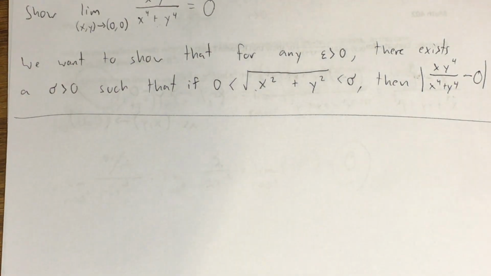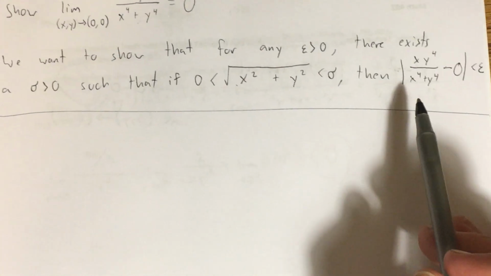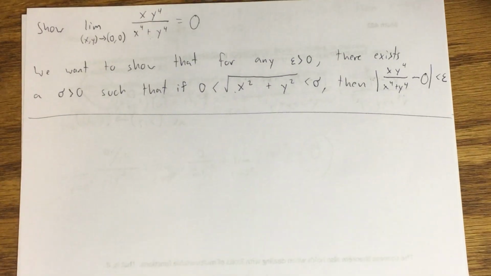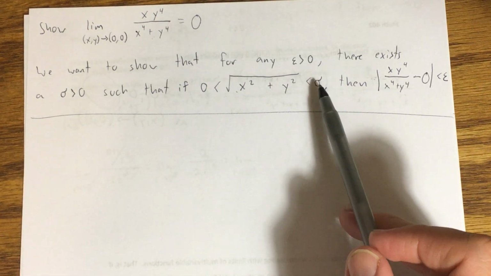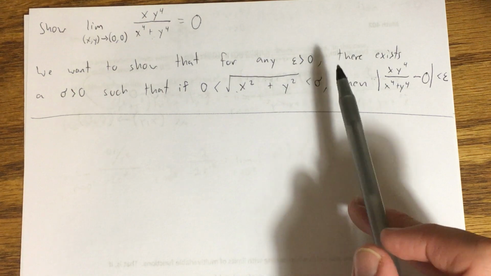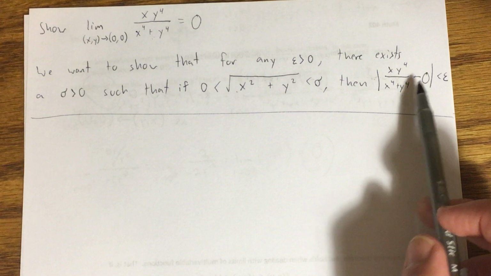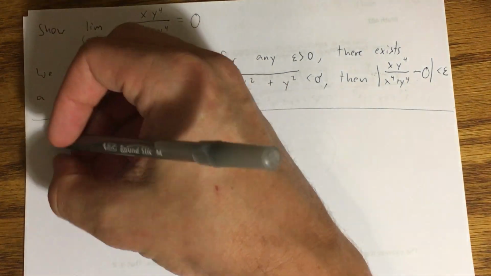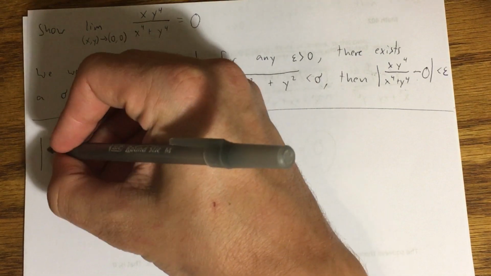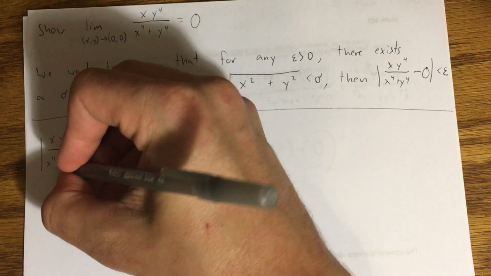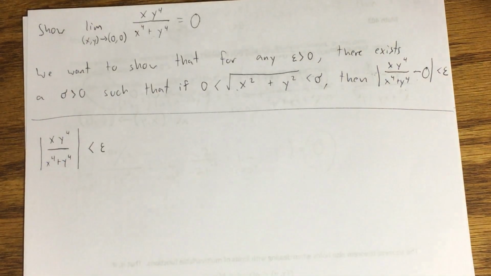Okay? Now, like I said, we generally start here. There's that less than epsilon. Kind of zoom out a little bit. And we work our way backwards to try and identify the delta that we would need. And that delta is going to be represented in terms of epsilon. So let's start here. The minus 0 is actually unnecessary, so I can just do this. Xy to the fourth over x to the fourth plus y to the fourth. We want that to be less than epsilon.